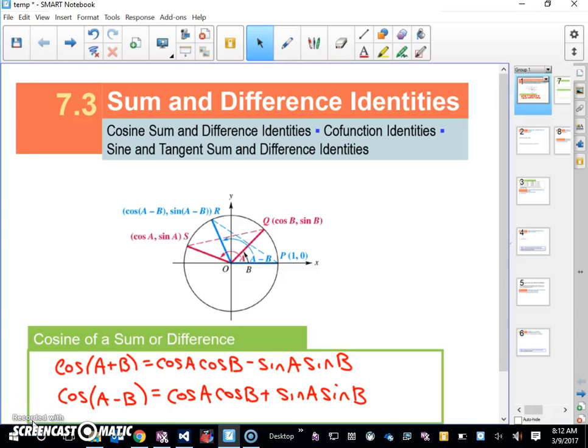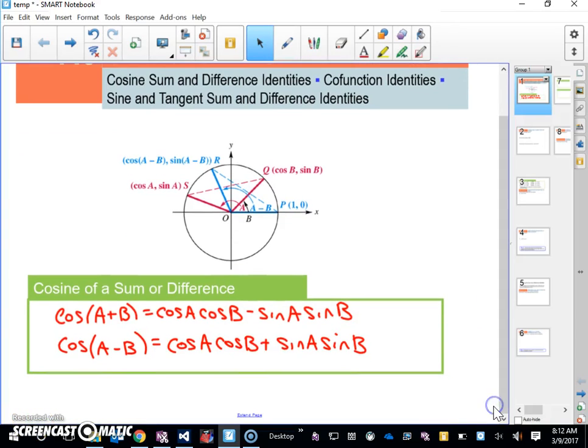Section 7.3, sum and difference identities. We start off with a couple of cosine identities. We've got the cosine sum and the cosine difference.